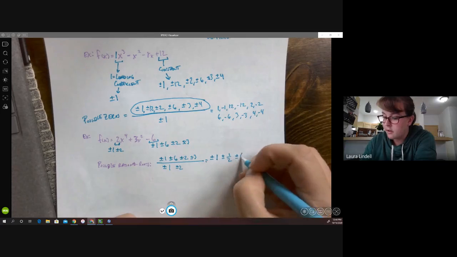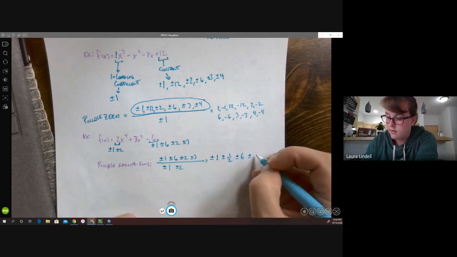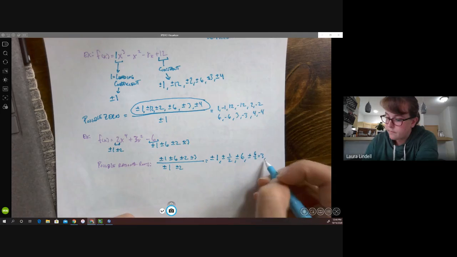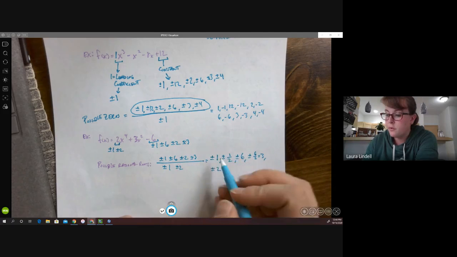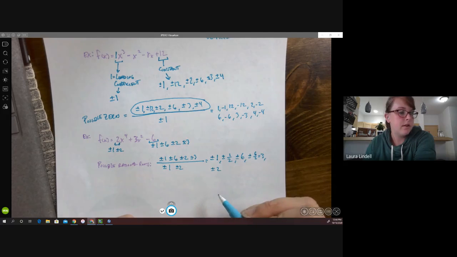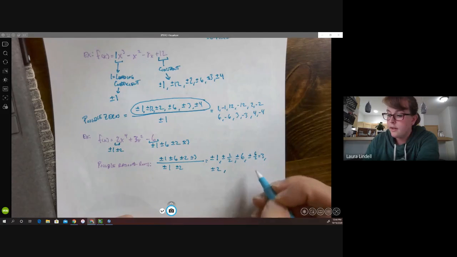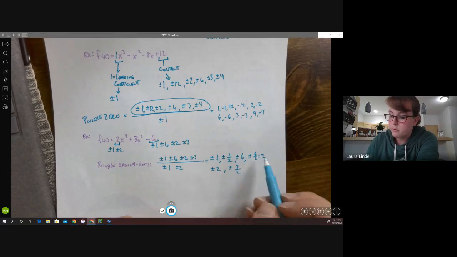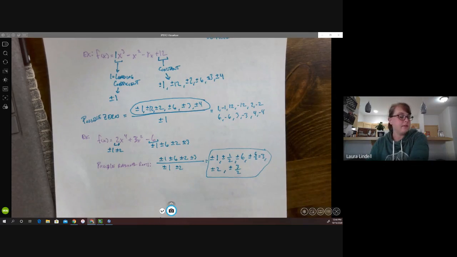plus or minus 6 over 1, which is just 6, plus or minus 6 over 2, which is 3. Plus or minus 2 over 1, which is just 2, plus or minus 2 over 2, which is just 1, which we've already listed, plus or minus 3 over 1, which is what we've already listed as well with 6 over 2, and then plus or minus 3 over 2. So these are all of our possible rational roots here. So it does take a little bit more work when your leading coefficient has more factors. So you have to divide each of these things by both of the factors.